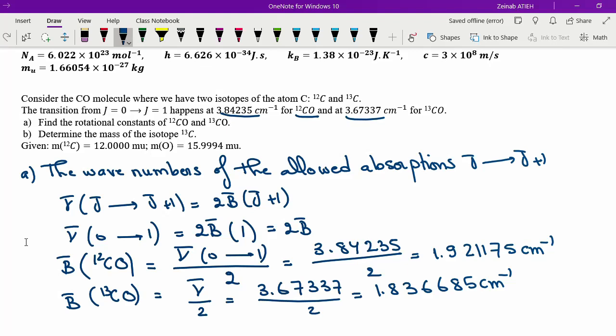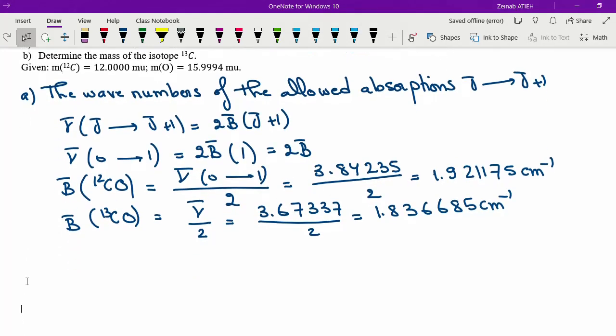Part B says, determine the mass of the isotope C13. To find the mass of the isotope C13, he gave us the mass of C12 and the mass of oxygen, and we have to make benefit of part A for sure in order to find the mass of C13. The first thing I'm going to do is write the general expression of the rotational constant B bar. Let's do that.